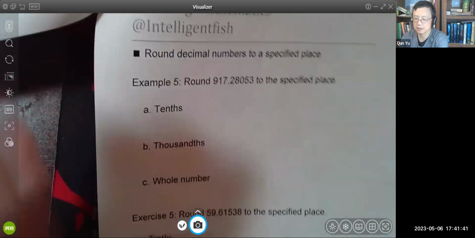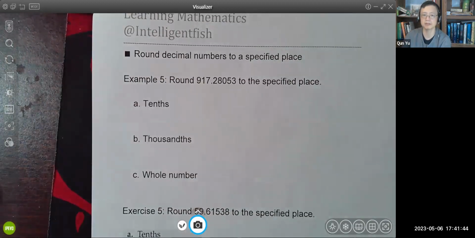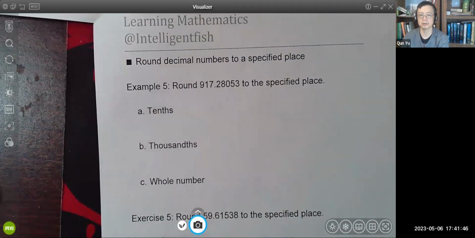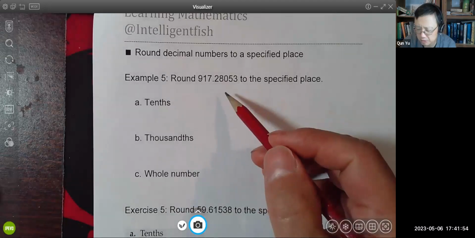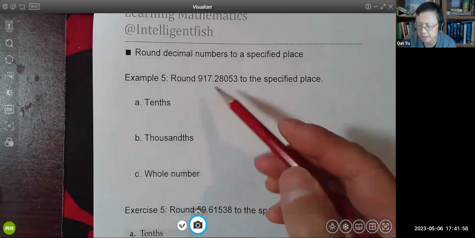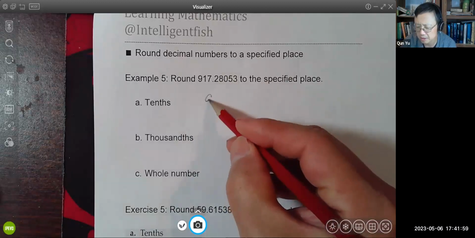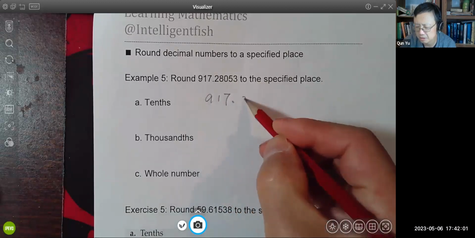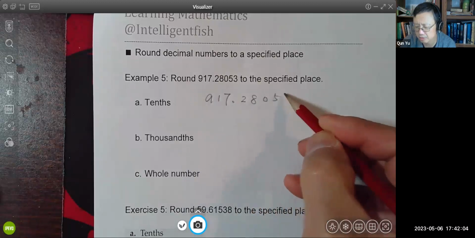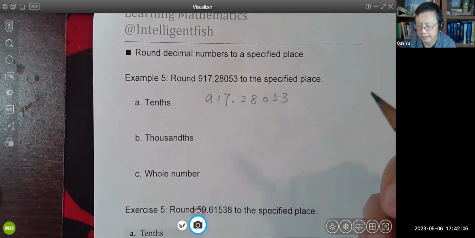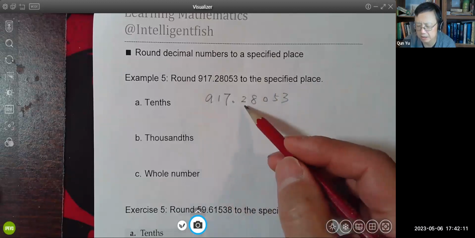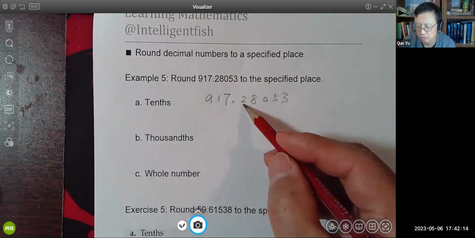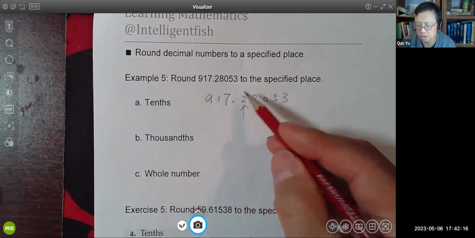Now our last learning objective, we want to be able to round a decimal number to a specified place. So we are given this number first, we round it to the tenths place. Now let me write down this number one more time. 917.28053. First, you need to locate the digit you want to round to. Tenths place is the first decimal digit. So we want to round to this digit 2, this place.